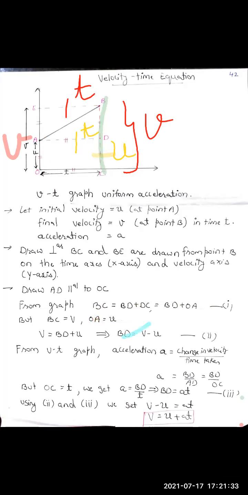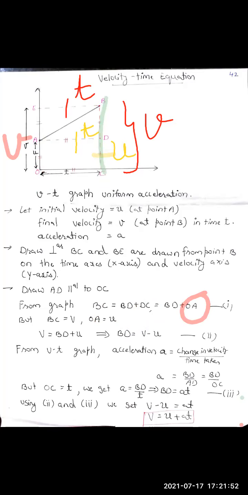Now let's substitute the values we know in this. We know the value of OA. OA is U, right? We know the value of BC even. BC is V, right? So let's substitute this value of BC as V and OA as U in equation number 1.